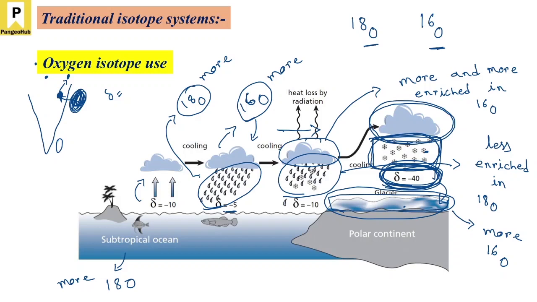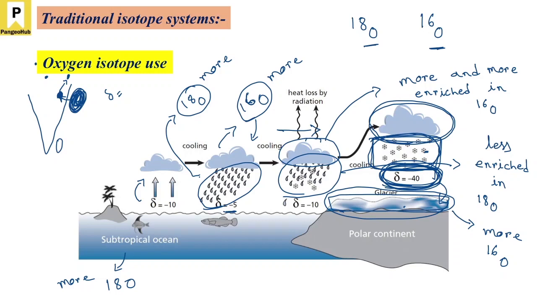The value will be negative because there is evaporation. So evaporation in the Bay of Bengal will take so much of the lighter oxygen, leaving behind the heavier ones. But heavier ones will also be there.